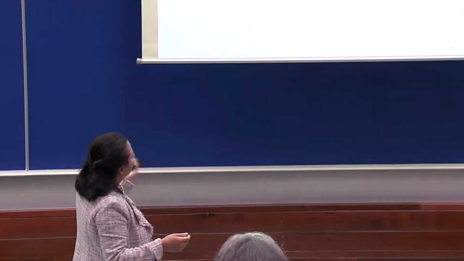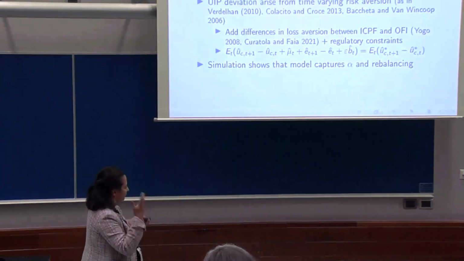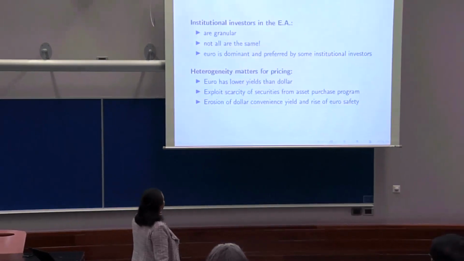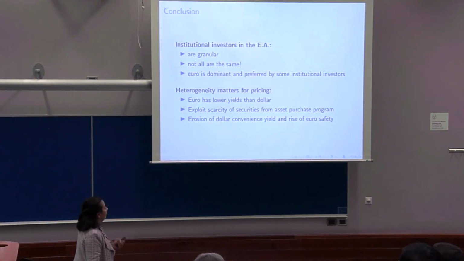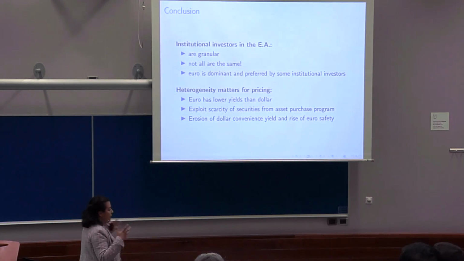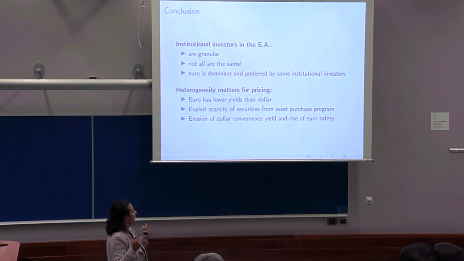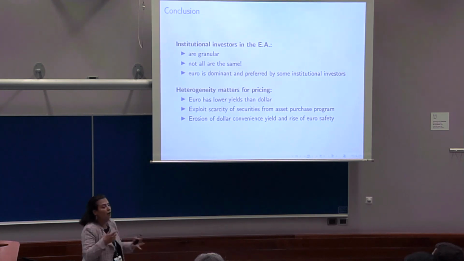This is exactly where we enter. I apologize that I don't have time to go through the model, but we have something that explains this in the model. We show that institutional investors in the euro area are granular. They intermediate a large share of the non-financial corporate market, but they're not all the same.